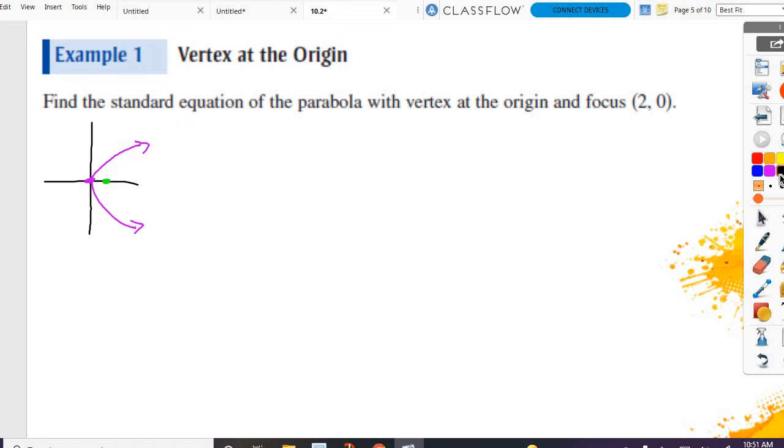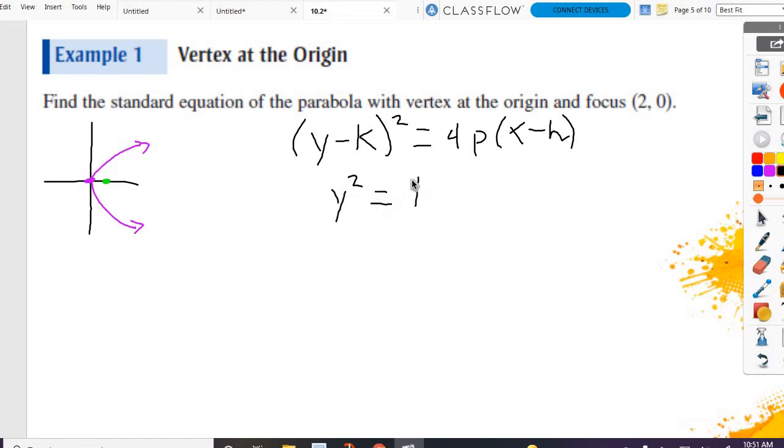The y value. So remember that if it opens up or down, my x value is what's squared. But if it opens left or right, your y value is what's squared. So we're going to use (y minus k) squared equals 4p times (x minus h). But do we know what h and k are? The origin. So that means that both of them are 0. So we just end up with y squared equals 4p times x.